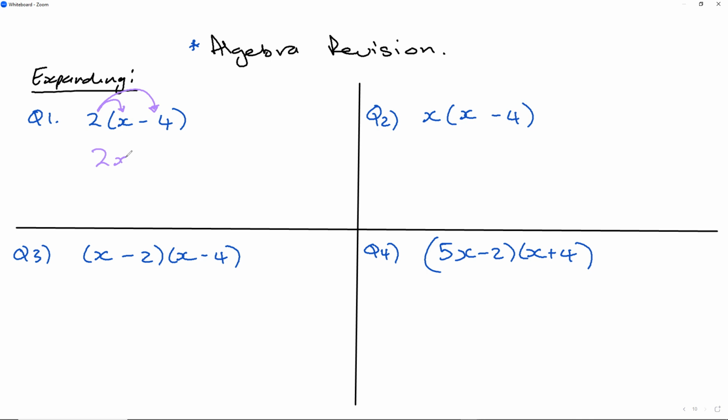2 times x gets you 2x. 2 times negative 4 gets you negative 8. So that'll be 2x minus 8. Question 2, x times x is x squared. And x times negative 4 gets me negative 4x.